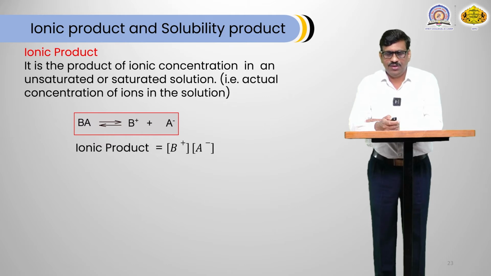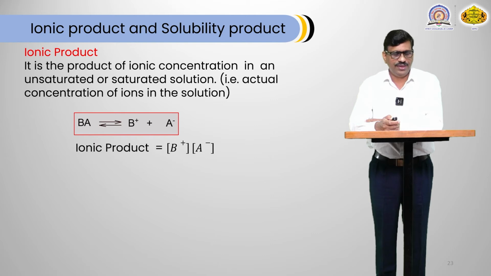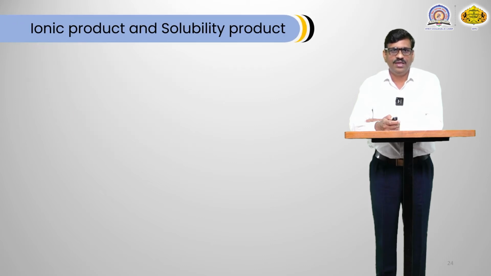In solubility product, we require a saturated solution. In ionic product, that solution may be saturated or it may be unsaturated, meaning any type of concentrated solution can be used to find the ionic product. That is, the actual concentration of ions gives the ionic product. For example, salt BA dissociates as B plus and A minus, and the ionic product of this salt is given as concentration of B plus into concentration of A minus.